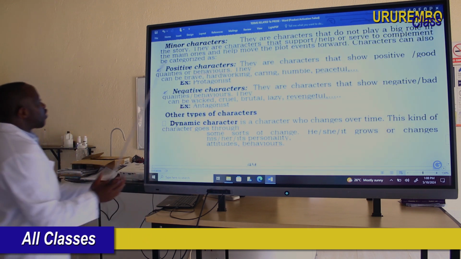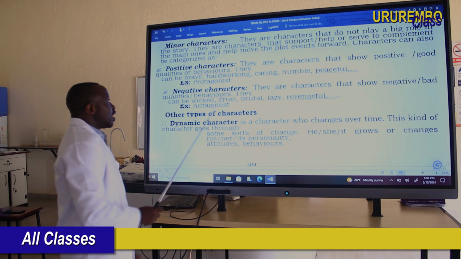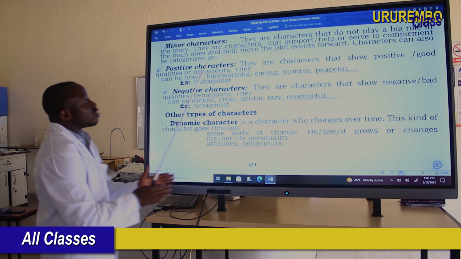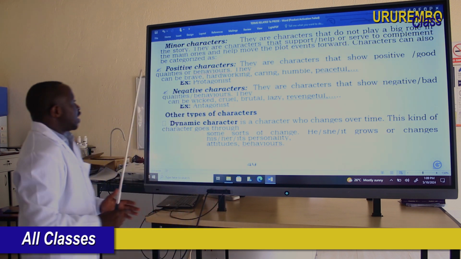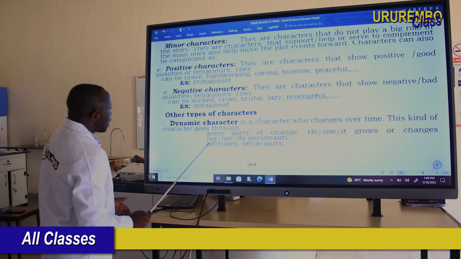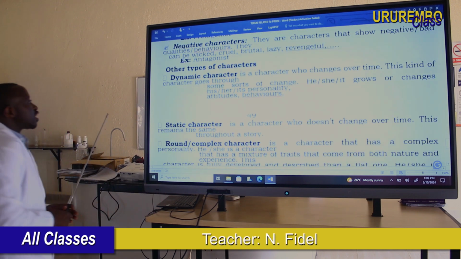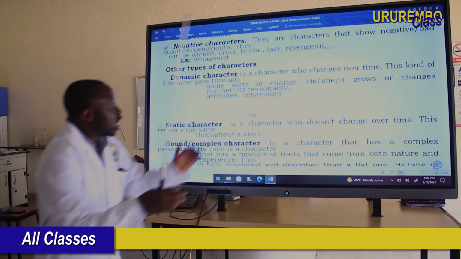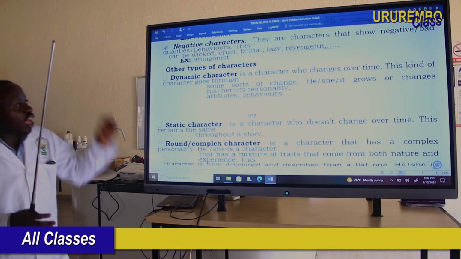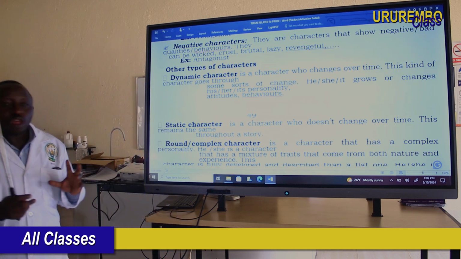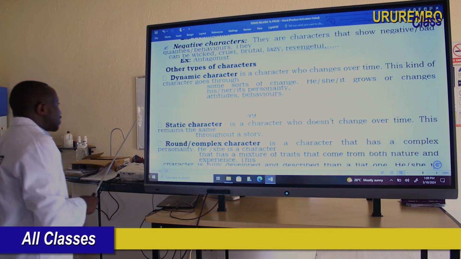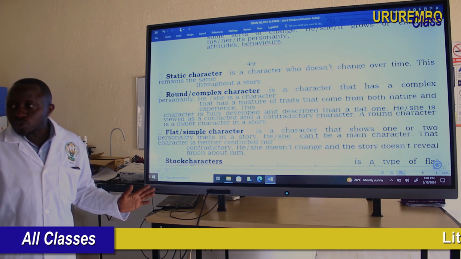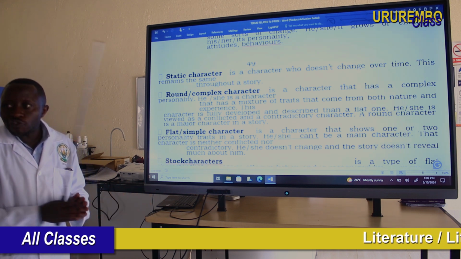Then we have positive characters and negative characters. They are positive when they do good things, and they are negative when they do bad things. And then we have other types of characters. We have a dynamic character. A dynamic character changes over time, in the mind, in the physical, changes in every aspect. And a static character is a character that never grows.